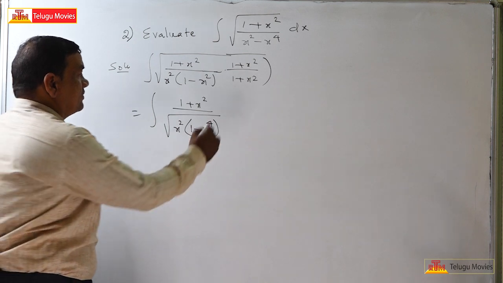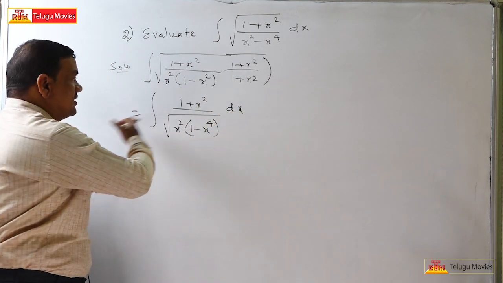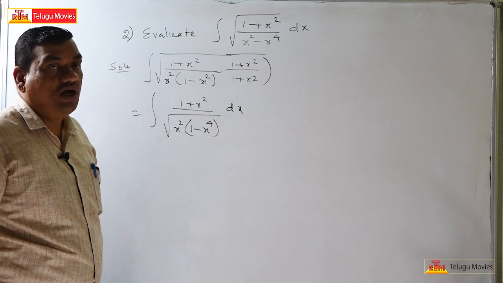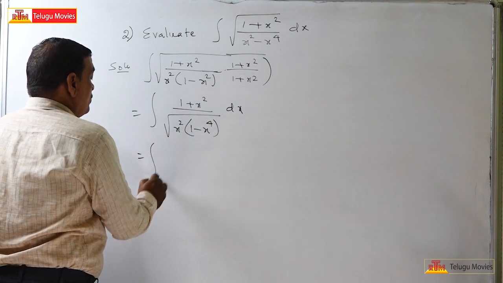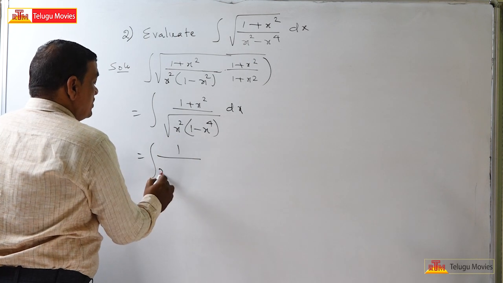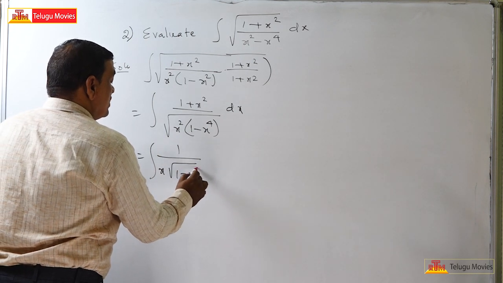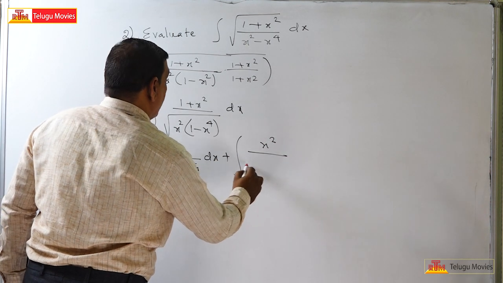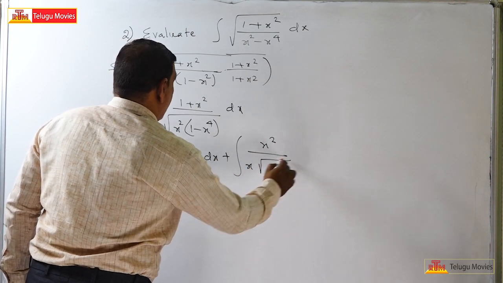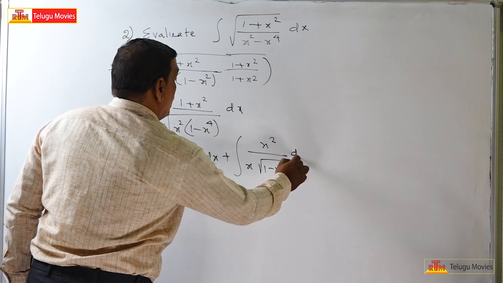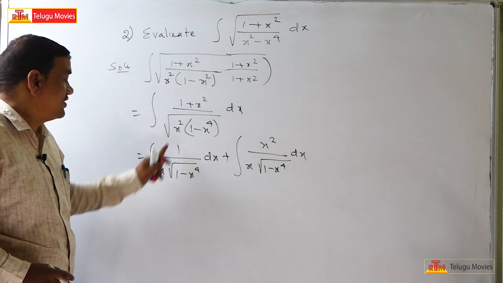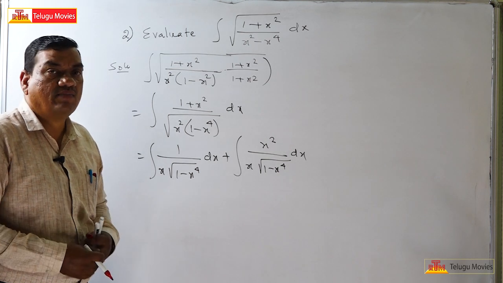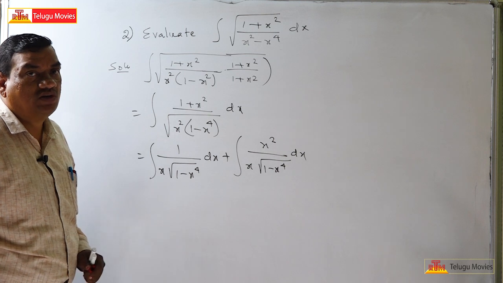Now dx. Let us separate the denominator for both the terms in the numerator. So this is equal to integral of 1 by root of 1 minus x power 4 dx plus integral of x square by x into the square root of 1 minus x power 4 dx. Root of x square is x. Actually root of x square is mod x, but no need of writing mod x here, because there are no upper limits or lower limits here.